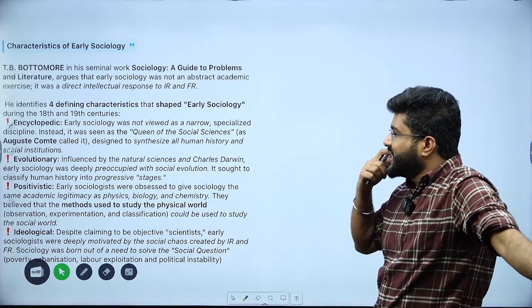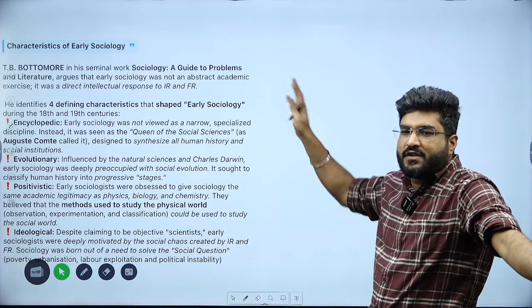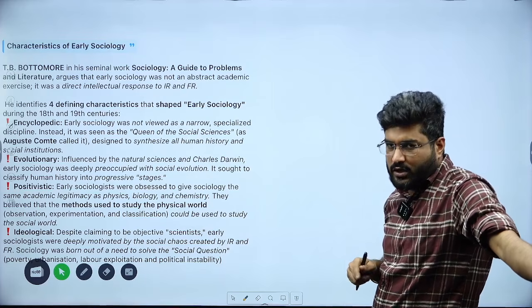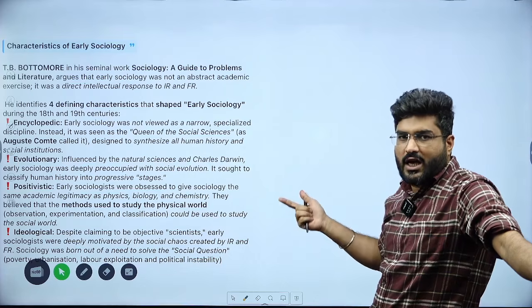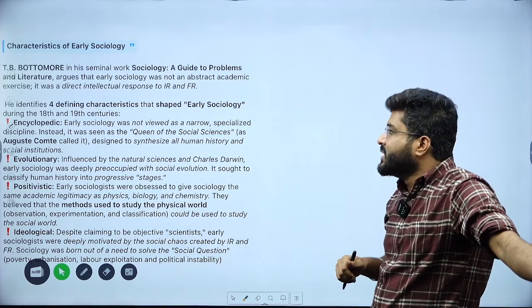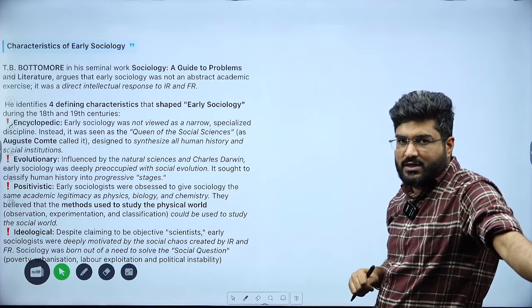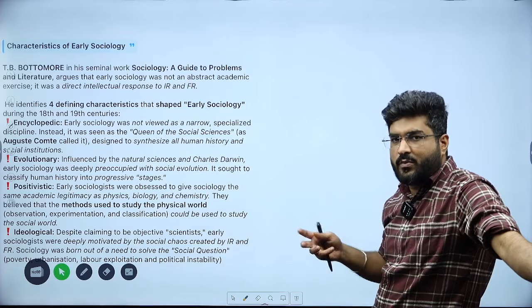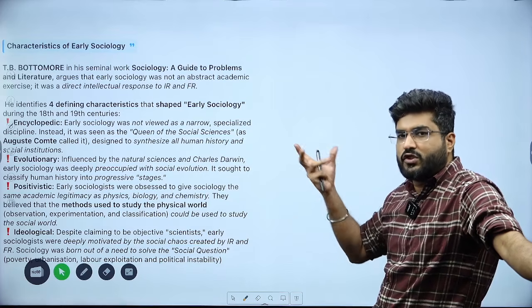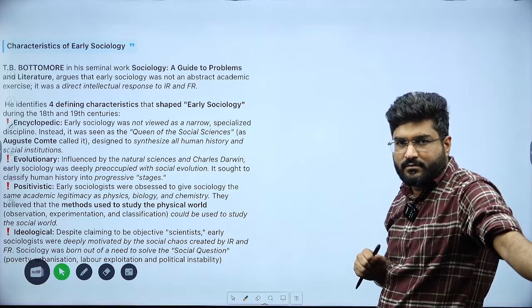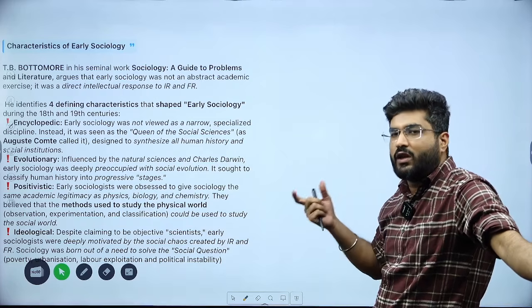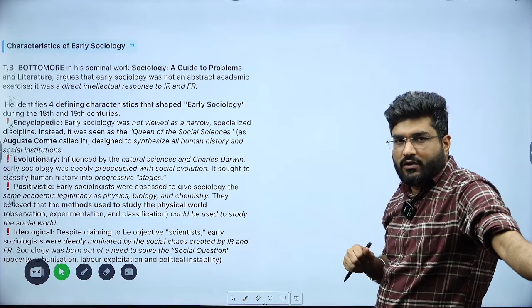He says that early sociology, which was propagated by the positivist school of thought of Auguste Comte, Emile Durkheim, Herbert Spencer, etc., was encyclopedic. What does encyclopedic mean? What is an encyclopedia? An encyclopedia gives you information about all the words you can see in the world, the meanings of those words, and how you can utilize them in your language.